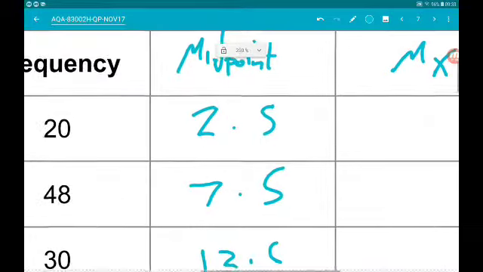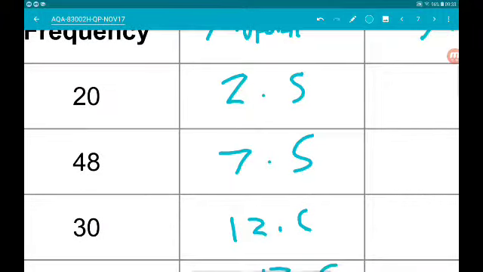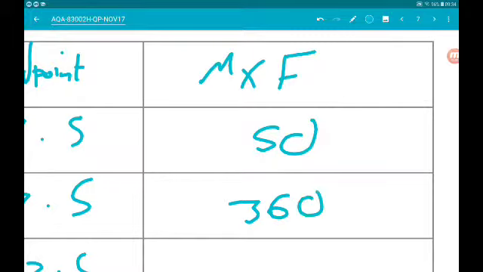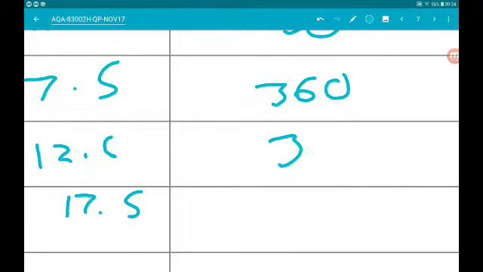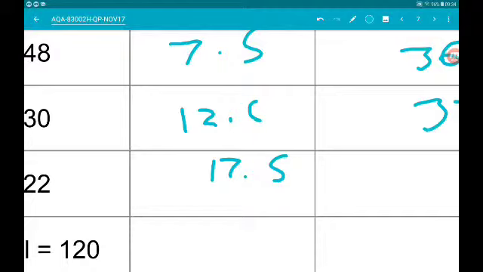So 20 times 2.5 is 50. 48 times 7.5 is, bear with, 360. 30 times 12.5 is 375. And then 22 times 17.5 is 385.